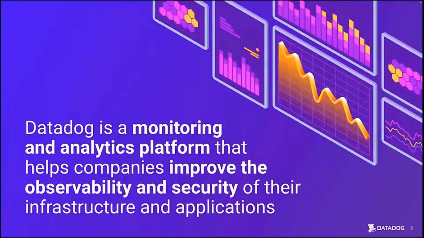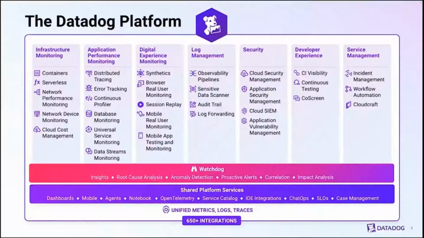So Datadog is a monitoring and analytics platform that helps companies improve the observability and security of their infrastructure and applications. We like to say we solve complexity. So most importantly, we give you that end-to-end observability on a single platform powered by shared services and AI/ML. From infrastructure monitoring to APM to real user monitoring, log management, security, all the way to developer experience, as well as monitoring code not only in production but also as it's being built, we can help you get that observability. And when it comes to AI and ML, it's no different.